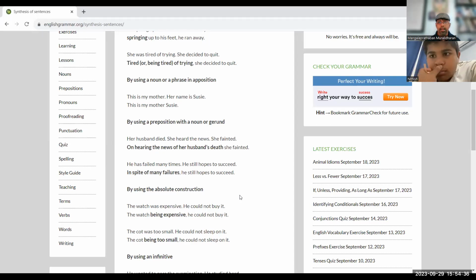Right? By using the absolute construction: the watch was expensive. He could not buy it. The watch being expensive, he could not buy it. The cot was too small. He could not sleep on it. The cot being too small, he could not sleep on it. All right. Okay. Please copy it. If you have any questions, you can ask me or take a screenshot. We'll proceed further.